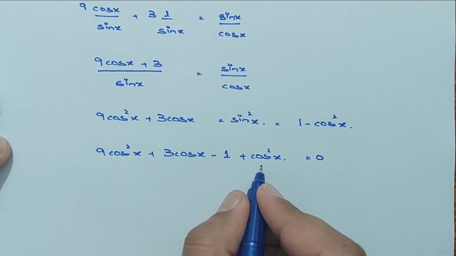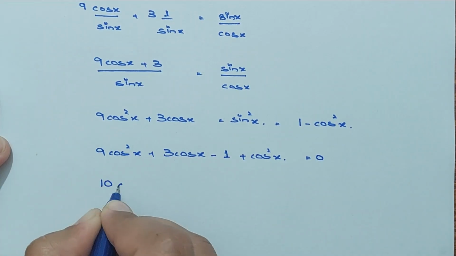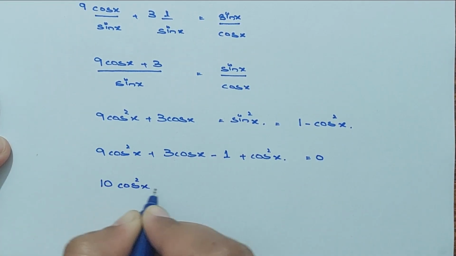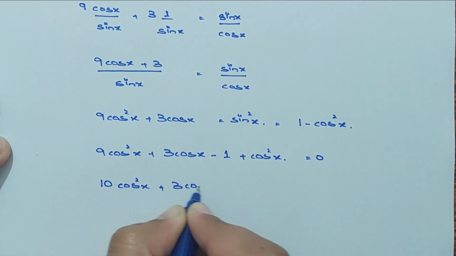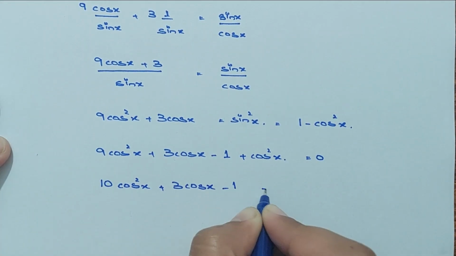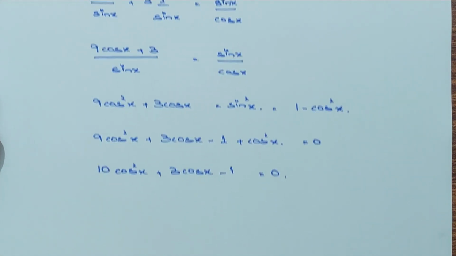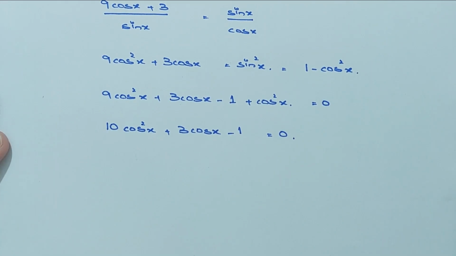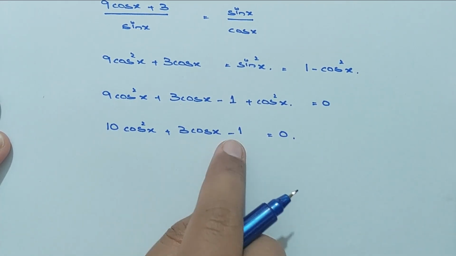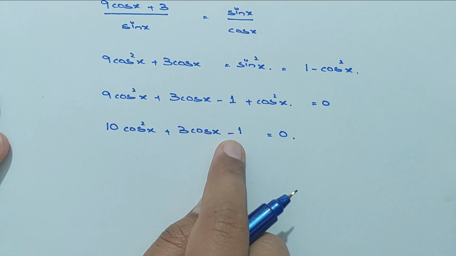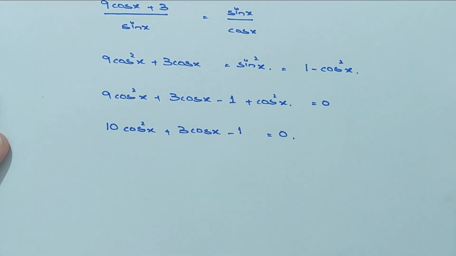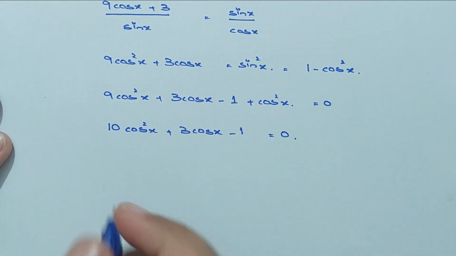Okay, so cos square is 10. So 10 is the coefficient of cos square of x. Cos x is 3 cos x, and the constant term is negative 1 equals to 0. So as you can see, we have a quadratic equation in cos, right? So the factors we can say is 1 times 10 is 10, and we have to make 3. Okay, 2 times 5 is 10, and 5 minus 2 is 3. Yes.